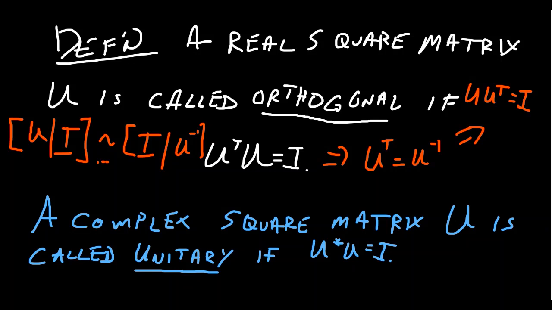The complex counterpart of an orthogonal matrix is what we call a unitary matrix. And as usual, whenever we talk about complex matrices, we never talk about the transpose. That's bad news for complex matrices. Instead, we want to have the conjugate transpose. And so a unitary matrix is a complex matrix exactly where the conjugate transpose is equal to its inverse.